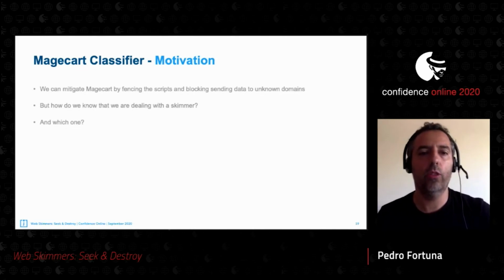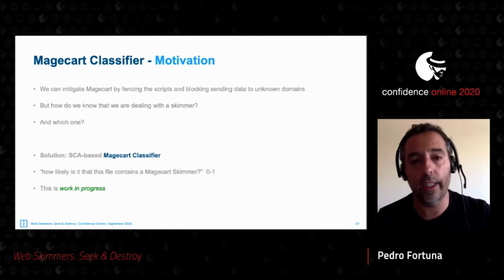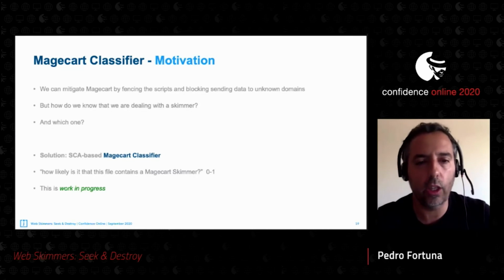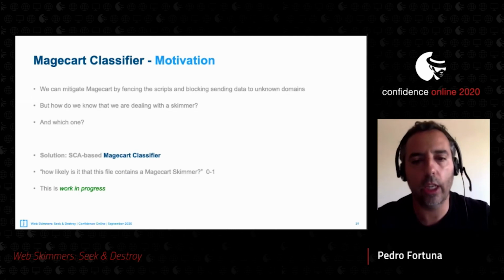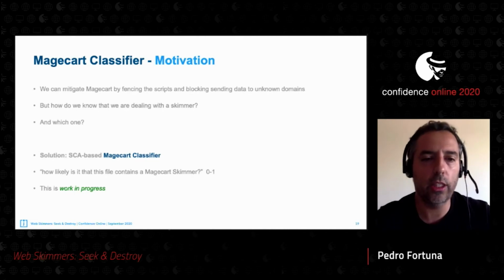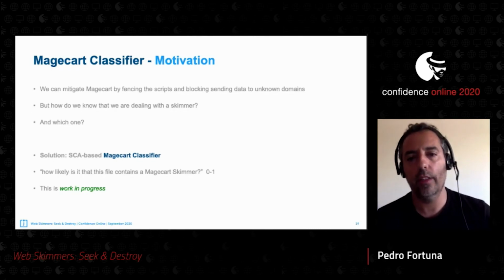In order to solve this problem, we started building a Magecart classifier, and we started with a simple solution based on static code analysis. Little disclaimer here: this is a work in progress, so we have been working on this, and we'll keep working on this. It answers the question, how likely is it that this specific file contains a Magecart skimmer? And the answer is a percentage.